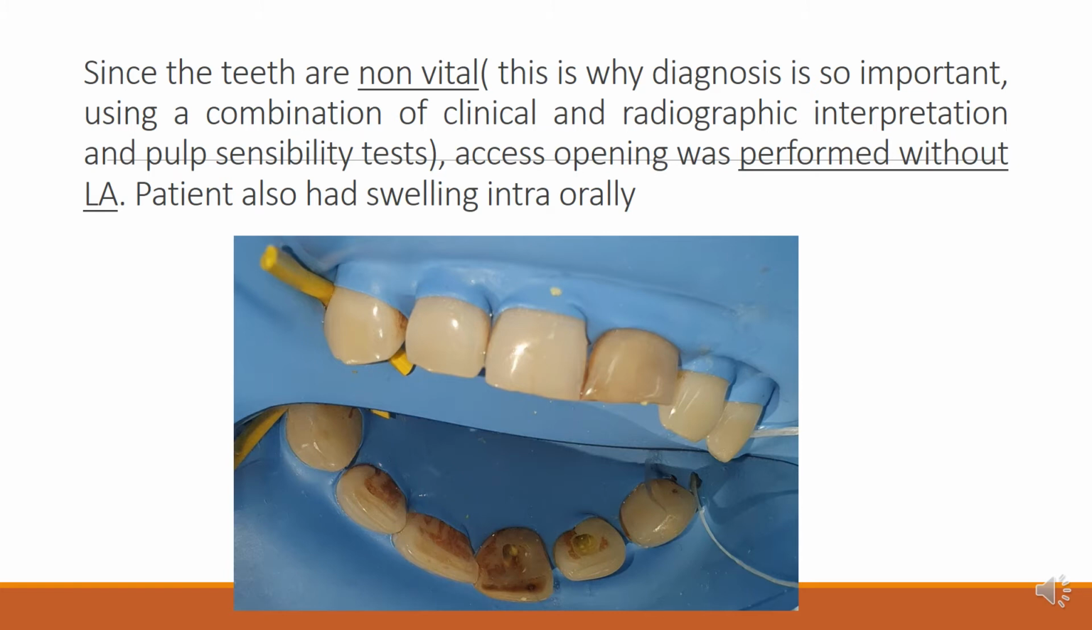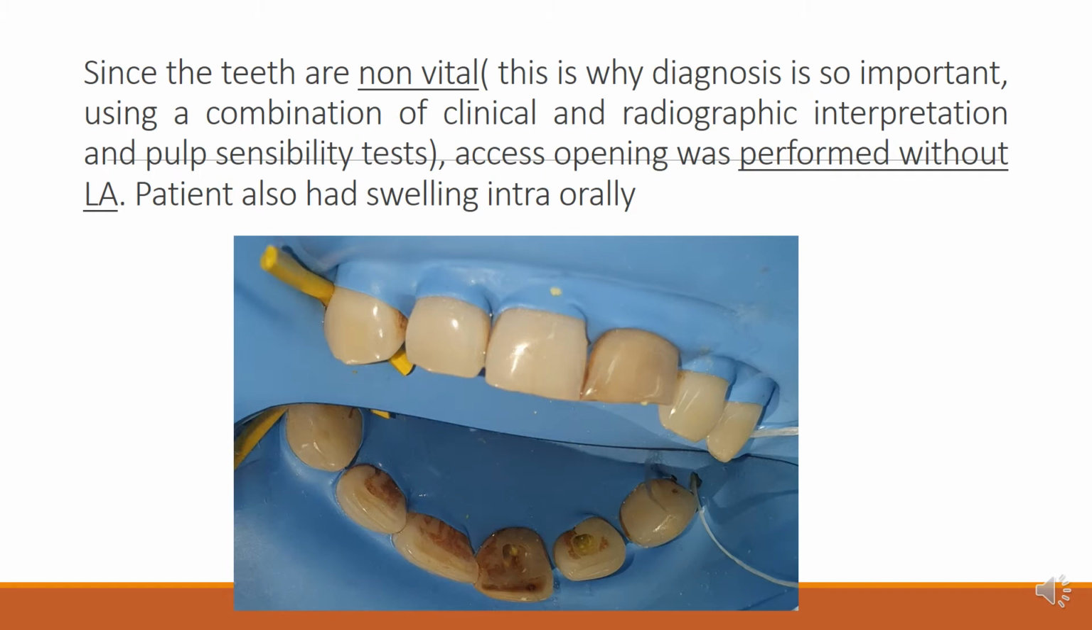And of course the patient also had a swelling which was present both intraorally and extraorally. Studies have also shown that if you administer LA into the region of a swelling, because the area of the swelling is already acidic, your local anesthesia actually cannot dissociate in the area and start its mechanism of action, because of which the LA will also not be very effective.